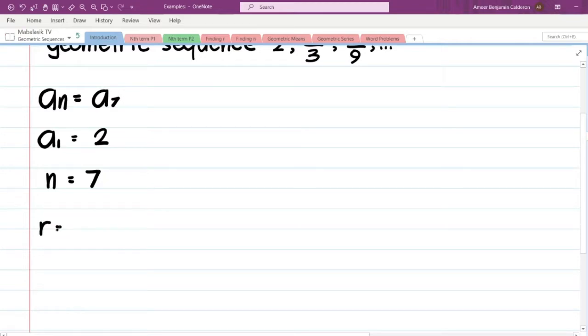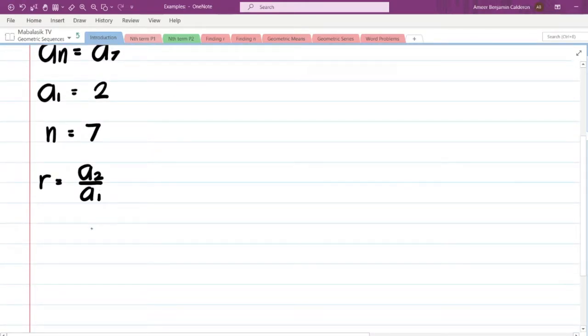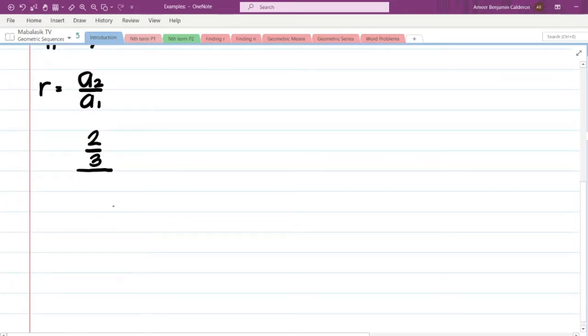R is equal to the quotient. We divide any two consecutive terms. So let's say, for instance, we have a sub 2 over a sub 1. But what is a sub 2? A sub 2 is 2/3. So we write here 2/3, and then we write a longer bar. As we know, 2/3 is the whole of our numerator, and whatever comes after the longer bar is the whole of our denominator, which is a sub 1, and that is just 2.